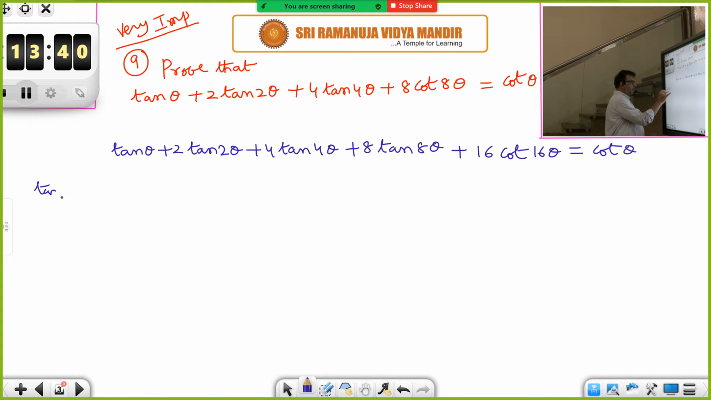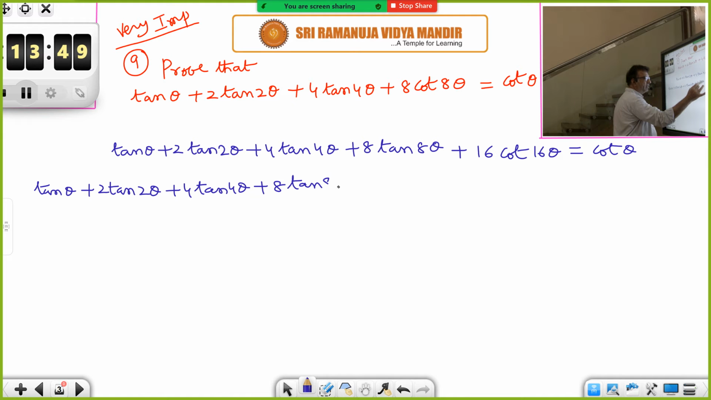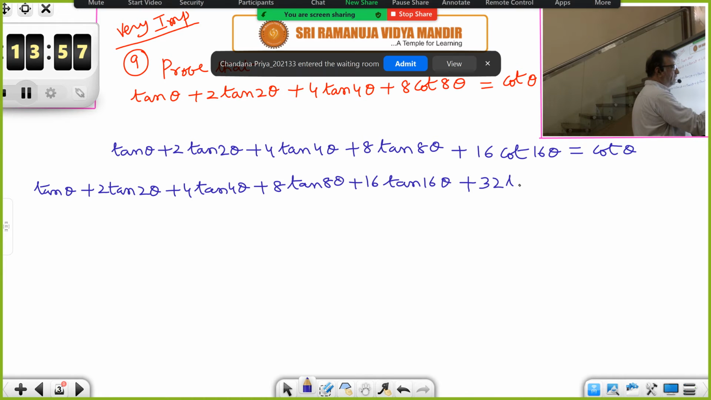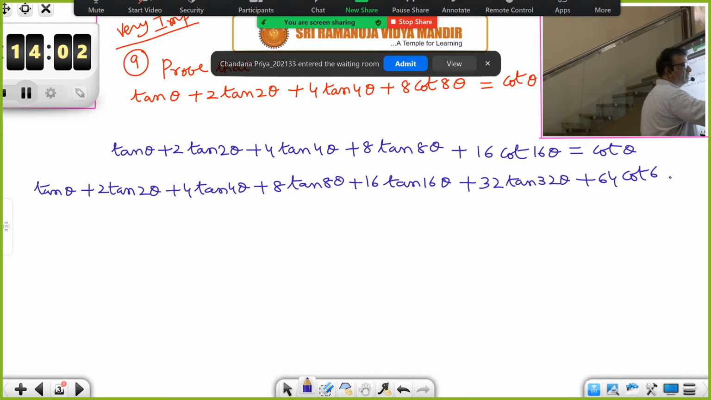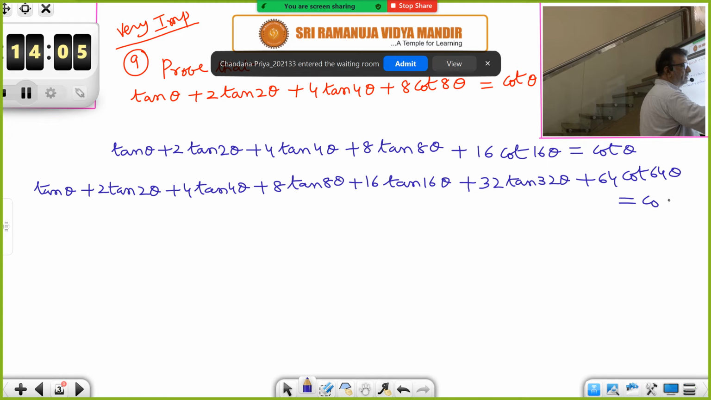Right, tan theta plus 2 tan 2 theta, 4 tan 4 theta plus 8 tan 8 theta plus 16 tan 16 theta plus 32 tan 32 theta plus 64 cot 64 theta is also cot theta. So that way you can increase the number of terms on the left hand side. First all terms tan, last term cot. Answer will be always cot theta.